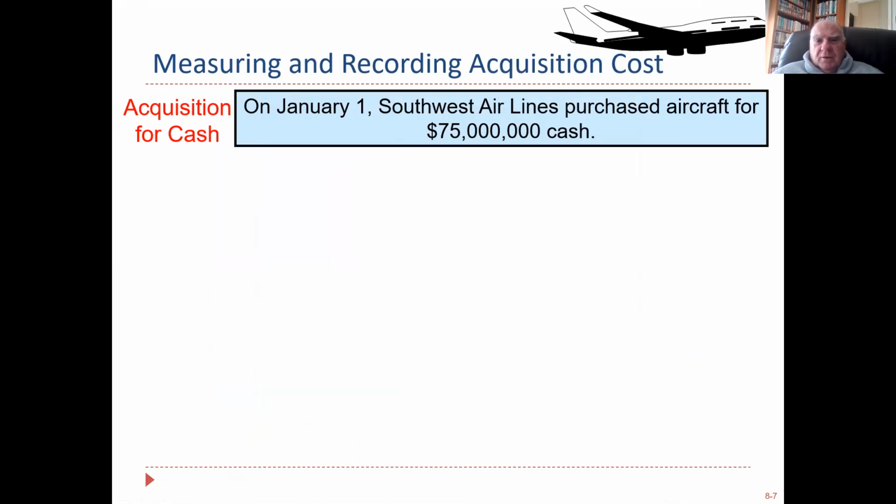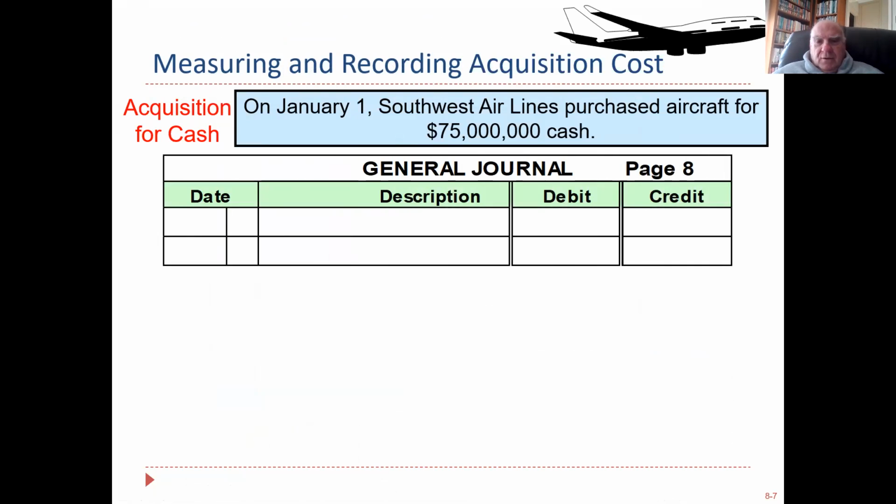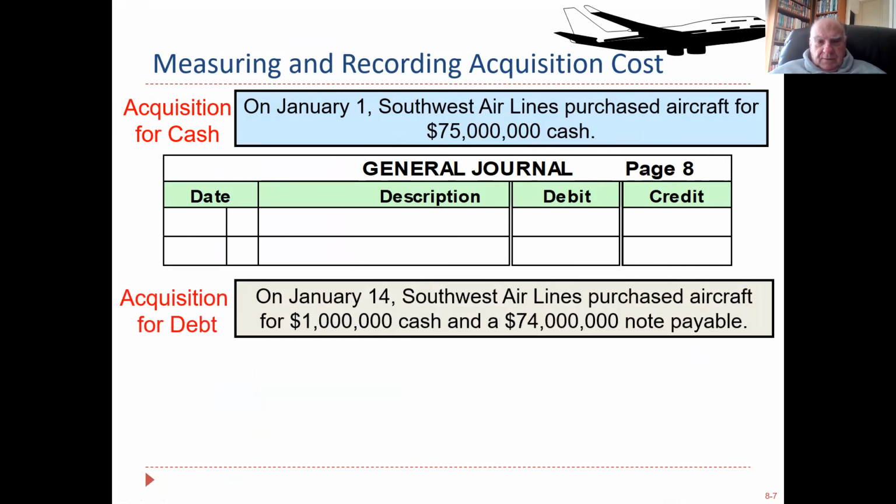Measuring and recording acquisition cost. Well, we're going to start with kind of an easy one, it looks like. What are they saying here? Southwest Airline purchased a plane for $75 million in cash. 75 million cash. They're also saying they also bought an aircraft with only $1 million in cash. And Boeing was nice enough to take a note from us.